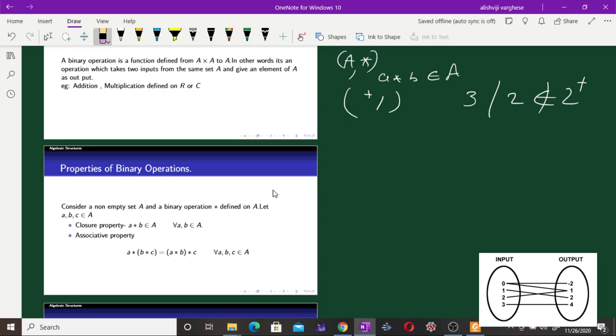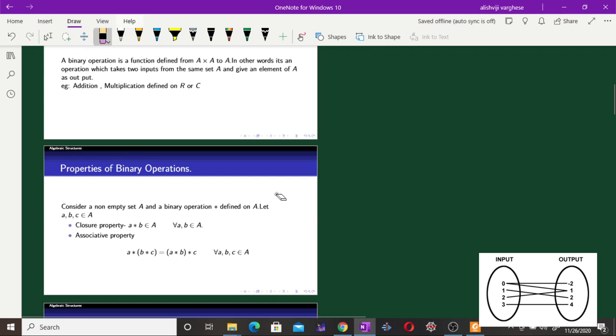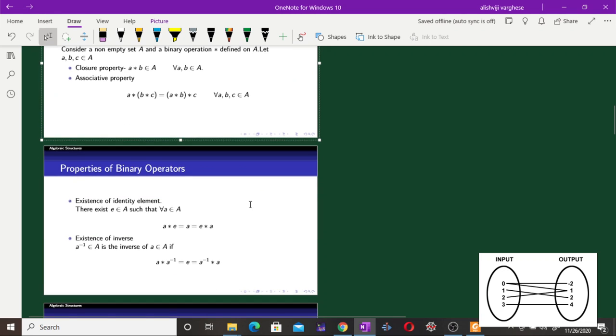So, there are situations in which we have closure property, and situations in which we don't have closure property. And now, the second property is associative property. It is very straightforward: A star B star C is equal to A star B star C, and it is a common property among most of the binary operations. Now, the third property is existence of identity element.